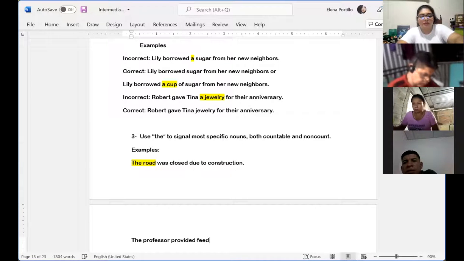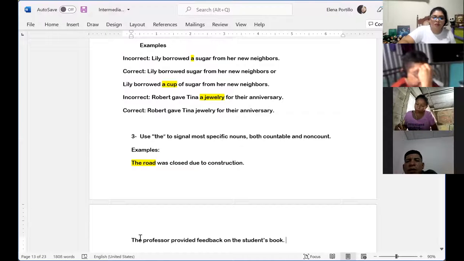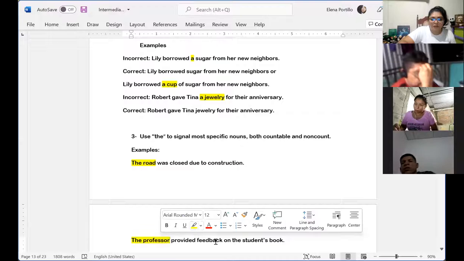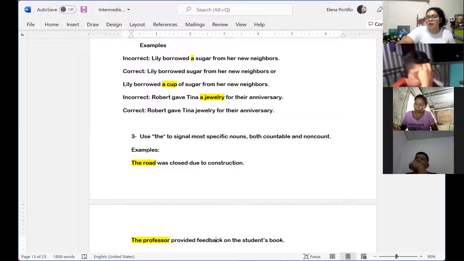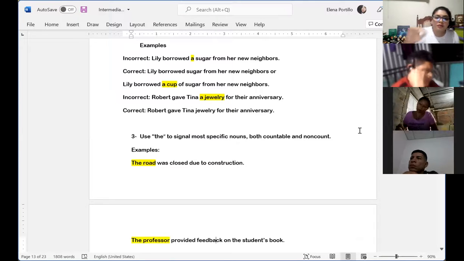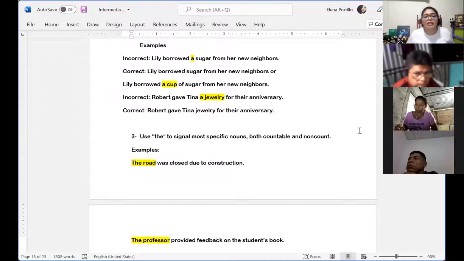The professor provide feedback on the student's book. The professor. In the first one, we can say that we have a non-count noun because we need to know how many roads we have. But in the second one, we have the countable noun that is professor. One professor, two professors, etc. So we are using the to signal most specific nouns.